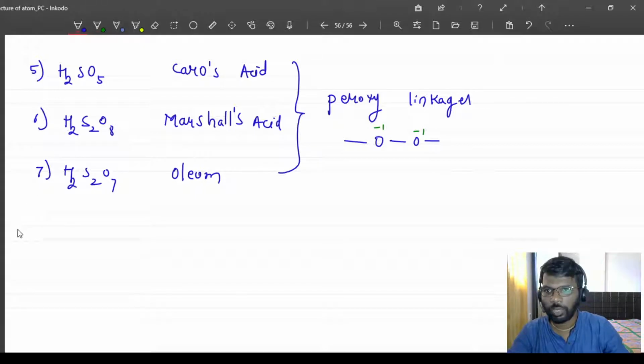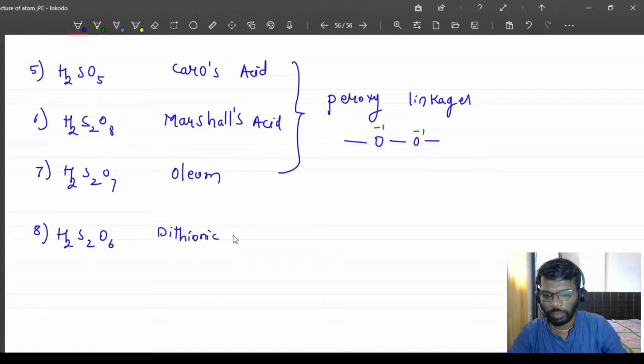And the last one is H2S2O6. This is dithionic acid. Here there is an S-S linkage, sulfur linkages are there.